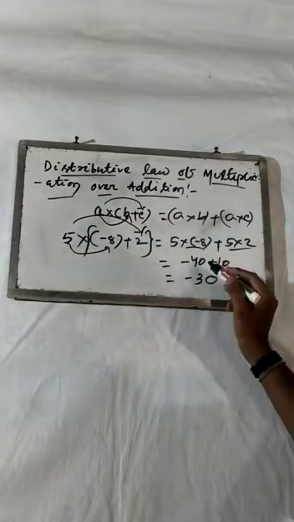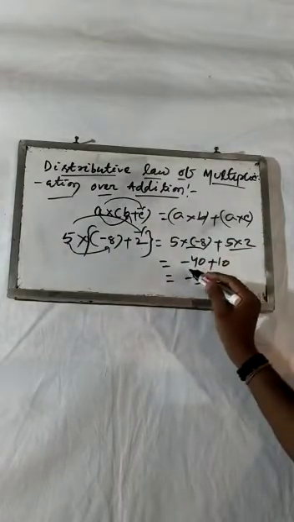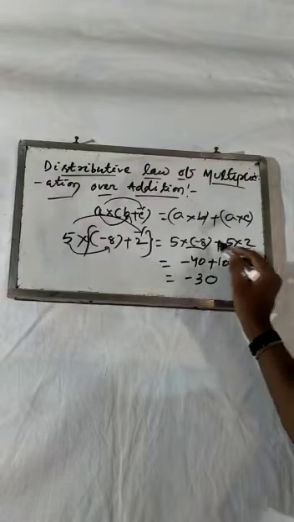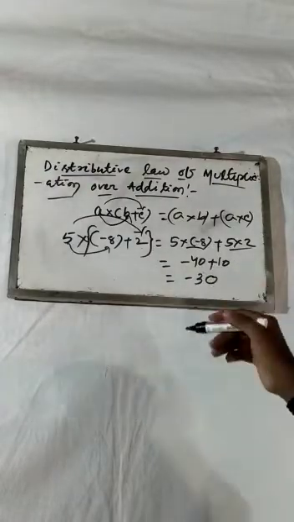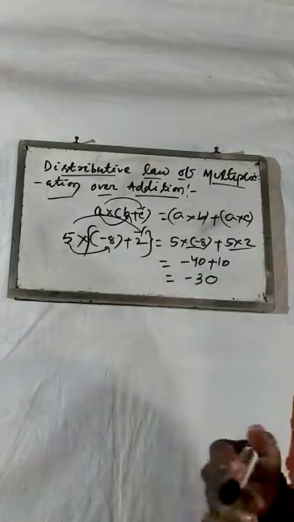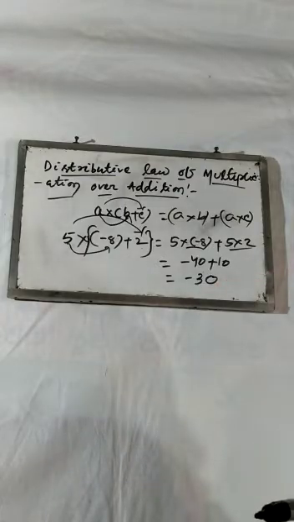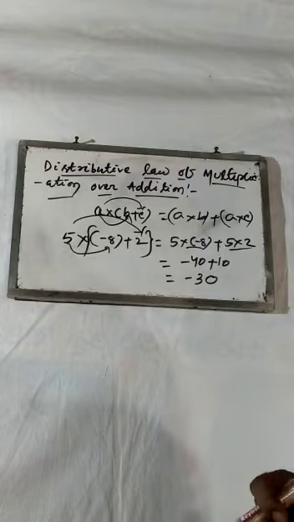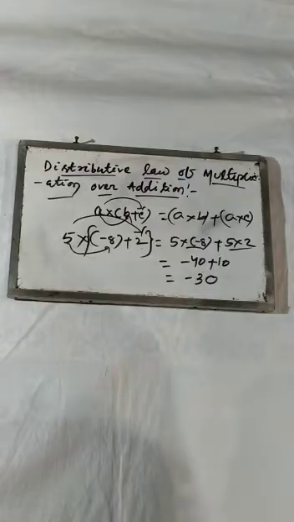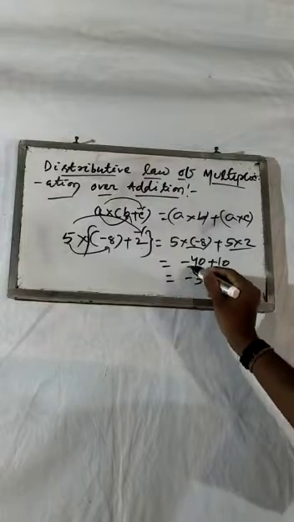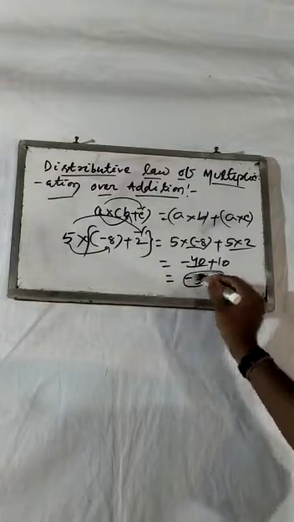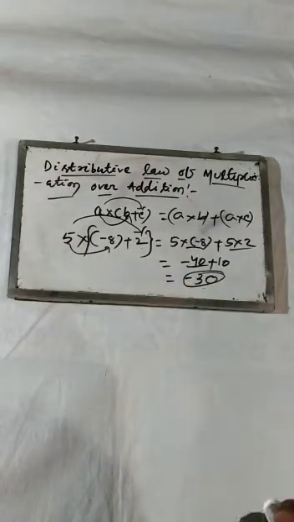So 5 into minus 8 equals minus 40, plus 5 into 2 equals 10. So minus 40 plus 10. I already told you, if one number is negative and another is positive, then find the larger number and subtract the smaller number from the larger number. What is the result? Just put the sign of the larger number. If the larger number's sign is negative, your result will be negative.